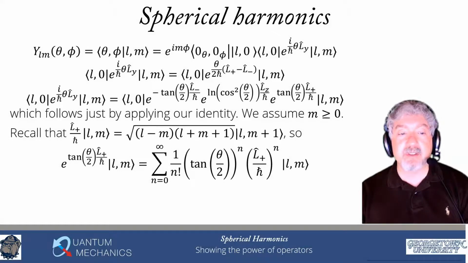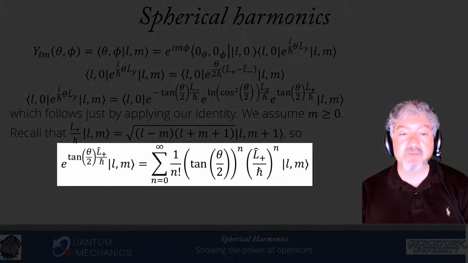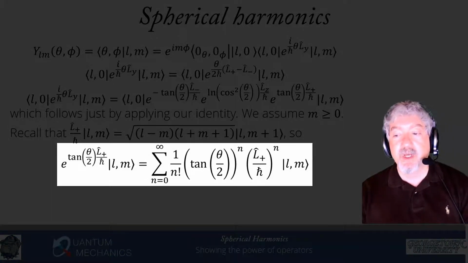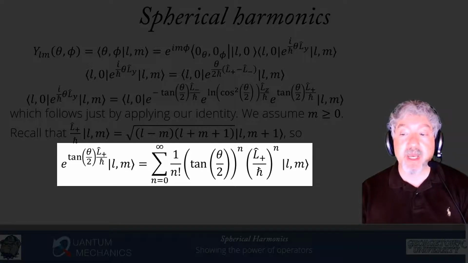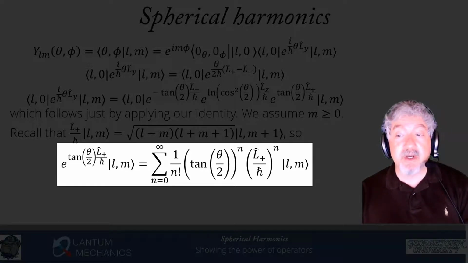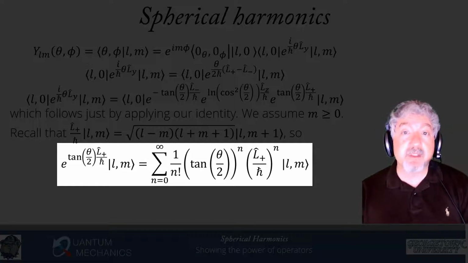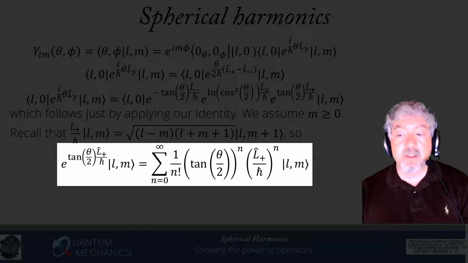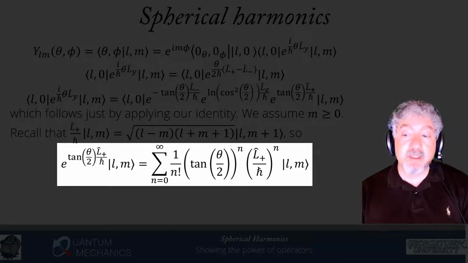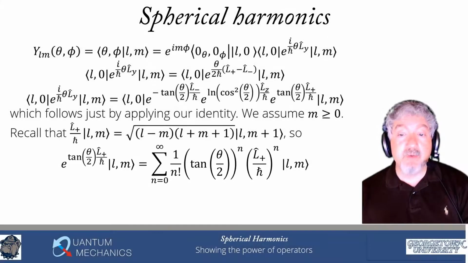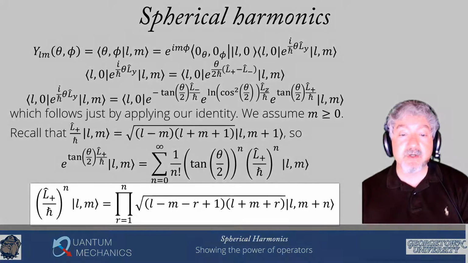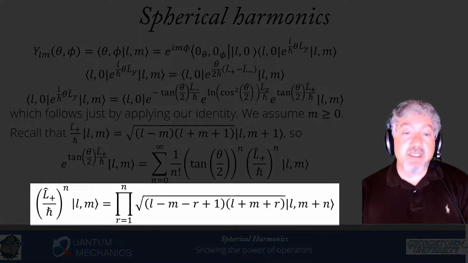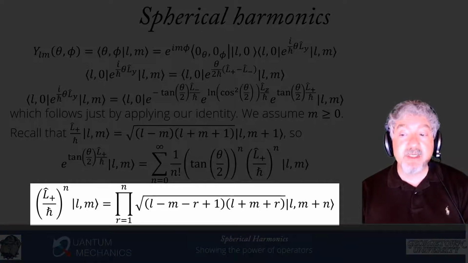Okay, so now what happens? We take that power series for the exponential, sum n equals 0 to infinity, 1 over n factorial, tangent theta over 2, raised to the nth power, L plus over h bar to the nth power. Now we just evaluate those L pluses acting on L comma m. Remember, we did something very similar to this when we were working on the explicit formula for the eigenfunctions in terms of the lowest weight state. And so now we can evaluate what happens when we operate this term on it. We're going to get a product of these factors, L minus m, L plus m plus 1. But remember, the m is going to be increasing. The first case, it's m. The next case, it's m plus 1.